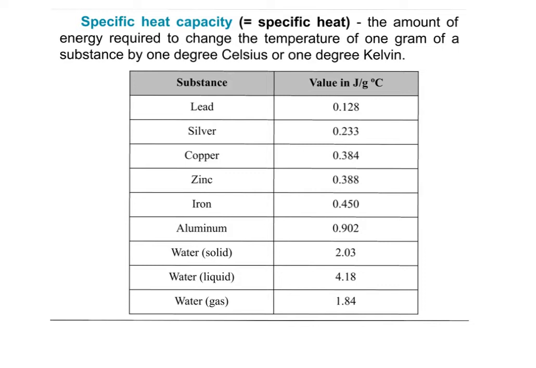Look at this table. These numbers represent how much energy it takes to increase 1 gram of that substance by 1 degree Celsius in temperature. Lead or silver have relatively low specific heat capacity. It takes a small amount of energy to increase their temperature. But look at liquid water. It takes a lot of energy to increase the temperature of water.